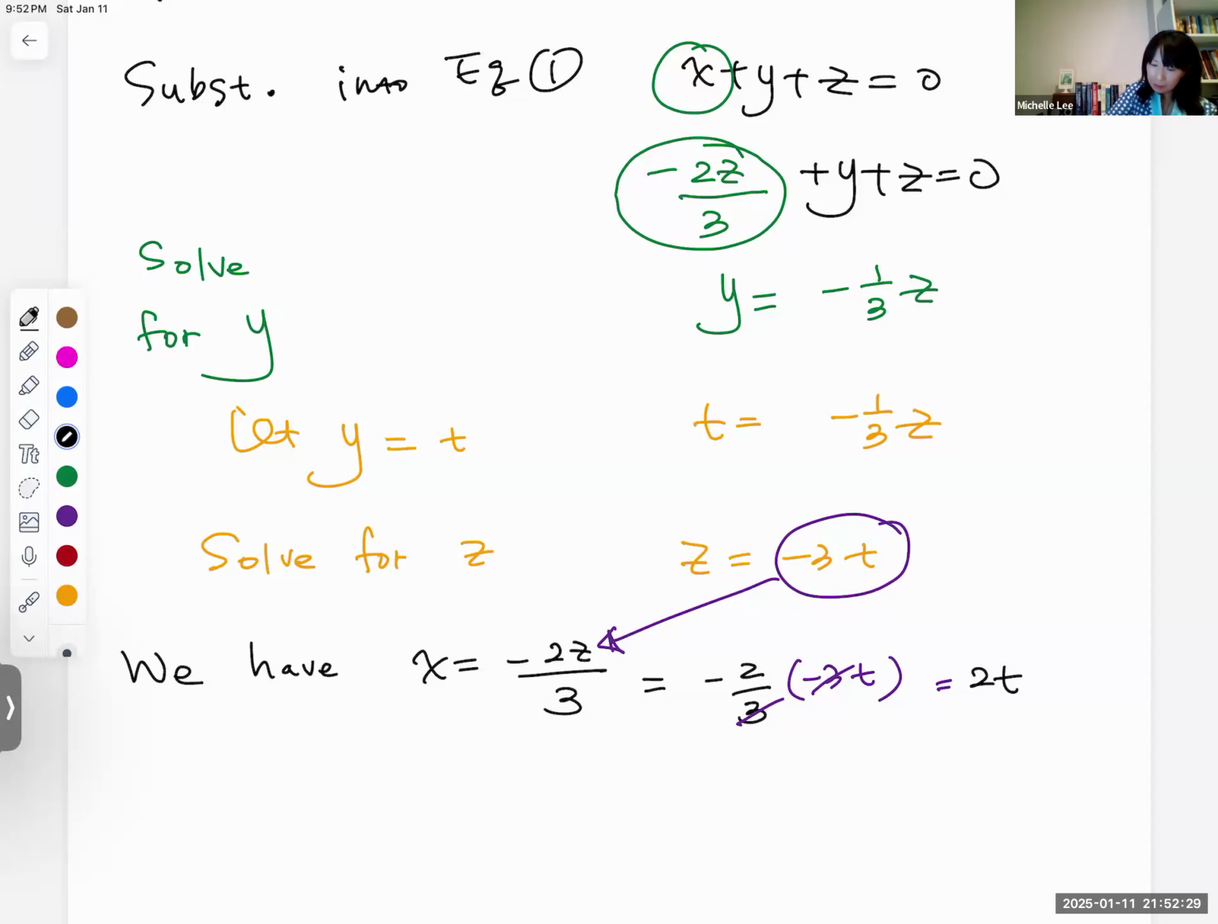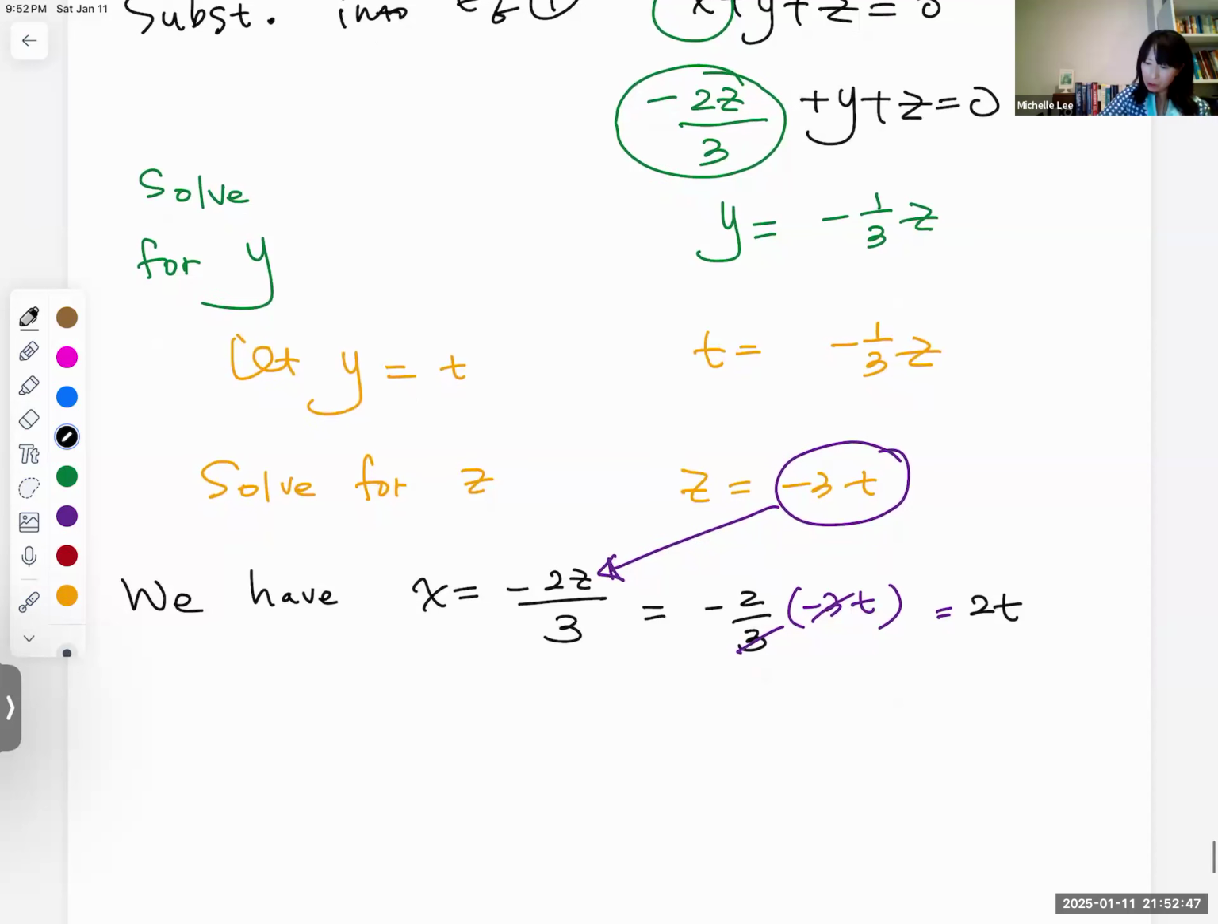So x equal to 2t, y equal to t, and z equal to negative 3t. So we found the parametric equation: x equal to 2t, y equal to t, z equal to negative 3t.